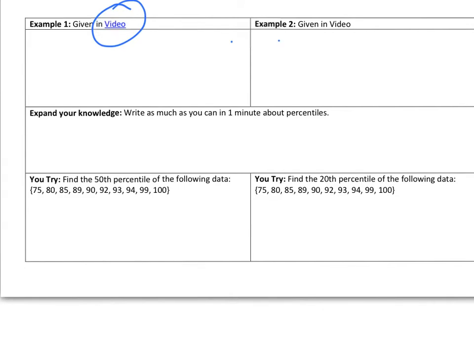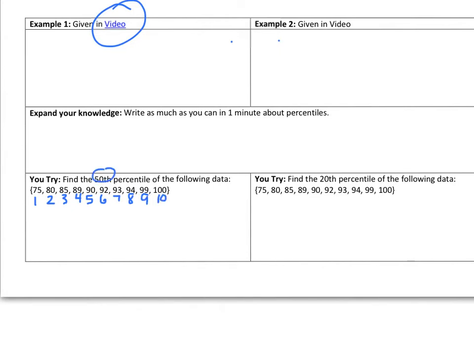You should have learned that the first thing you do is count up the number of items you have in your list. I always number them just so that I don't have to recount them later. 6, 7, 8, 9, 10. Okay, so there's 10 items in the list.